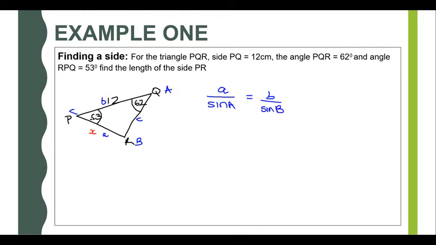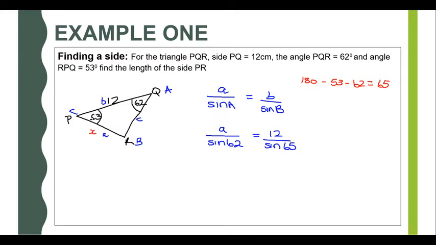We know the length little b, but we don't know the angle big B. We can find it, however, as the total angle in a triangle is 180. So 180 minus 53 minus 62 will give us angle B, which is 65. And now we can fill in our formula. So A over sine 62 is equal to 12 over sine 65.